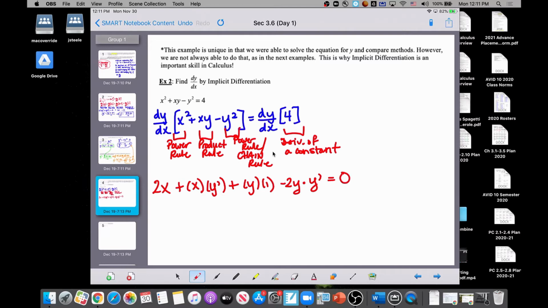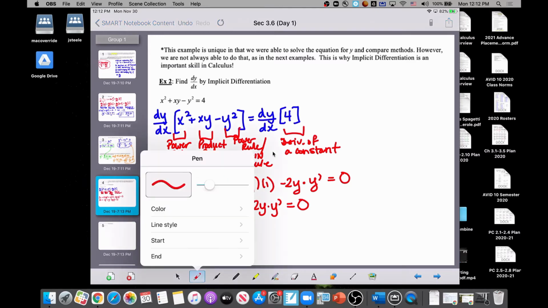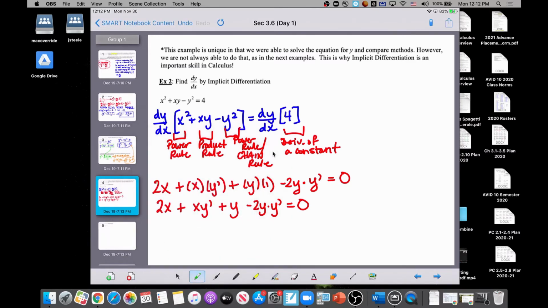Okay, so now this time, after I simplify, I have 2x plus xy prime plus y minus 2y y prime equals 0. So in this particular problem, I have two terms that contain y prime. So I want to move the other two terms, the ones that don't contain y prime. So my 2x and my y, I want to move those over to the other side of the equal sign. And then the two terms that contain the y prime are going to stay on the left-hand side, but I'm going to factor that y prime out.